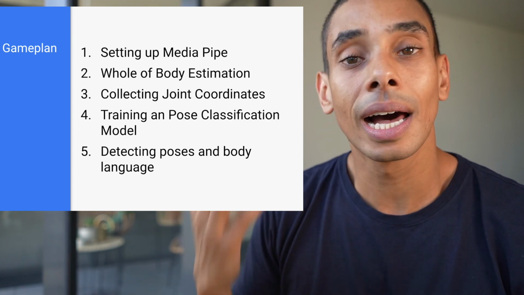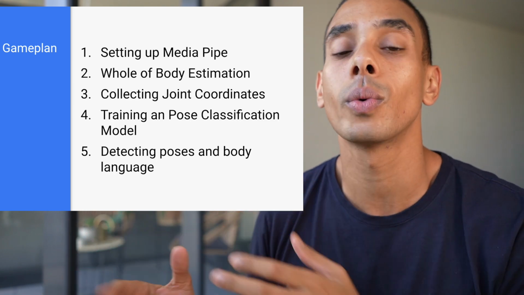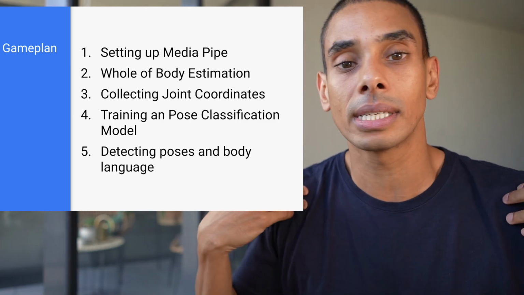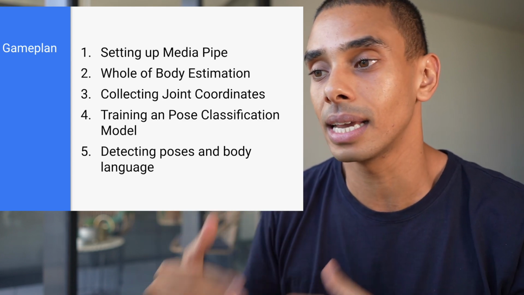Then we'll collect our joint data. Specifically, in order to train our custom machine learning model, we're going to need some data on where our joints are positioned for a particular pose. So we're going to collect that down and save it down as a CSV.